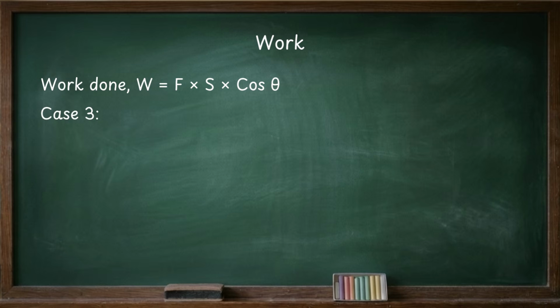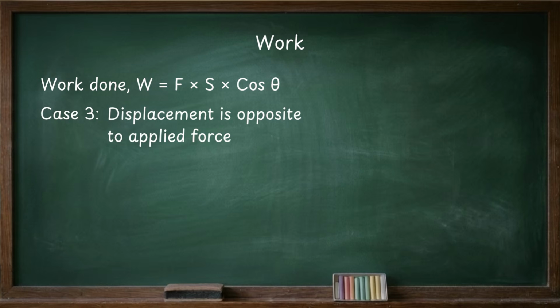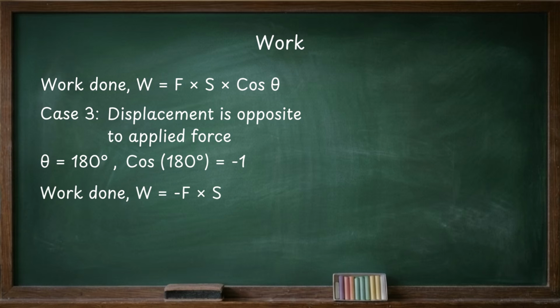Case number 3. What if the displacement is in the exact opposite direction to the applied force? When this happens, the angle theta is 180 degrees. Since the cosine of 180 degrees is -1, our formula becomes W equals minus F times S. This is called negative work. This usually happens when a force actively opposes the motion, or tries to stop a moving body.